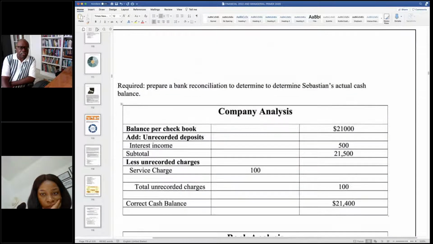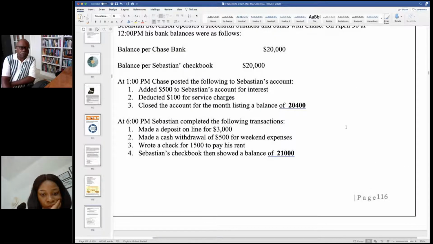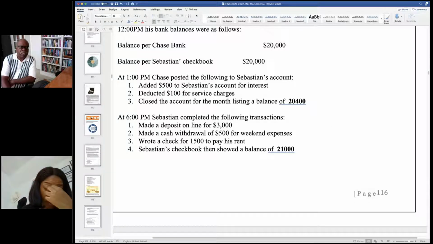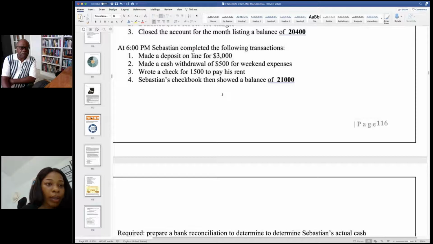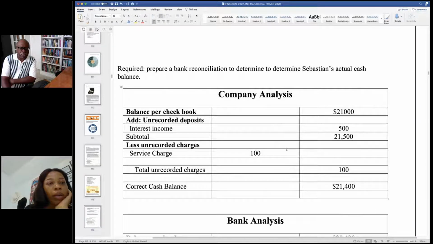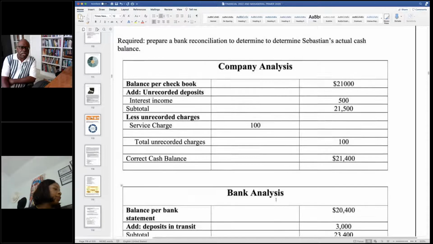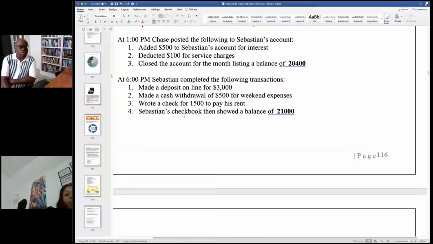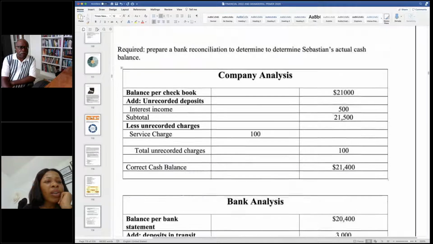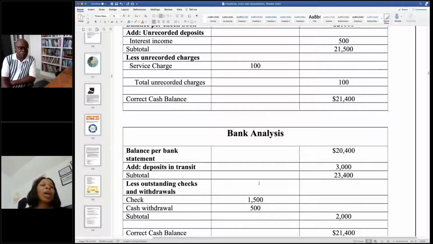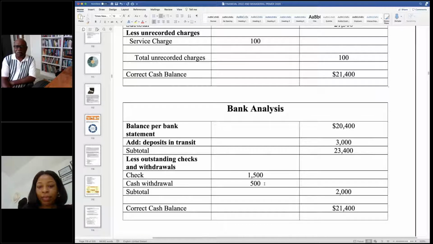A student has said that this analysis is a crisscross. When we get ready to do the company analysis, we look at the bank's information. Chase Bank had things we didn't have, so we have to put those things on our company analysis. Then when we get ready to do the bank analysis, we have to go up here and look at the transactions that Sebastian has, and we put them in the bank analysis to get our correct balance.